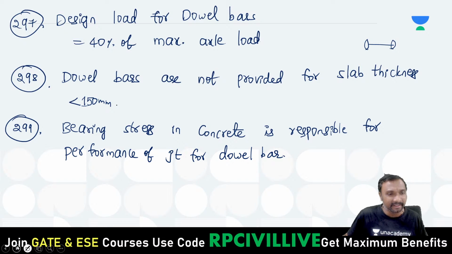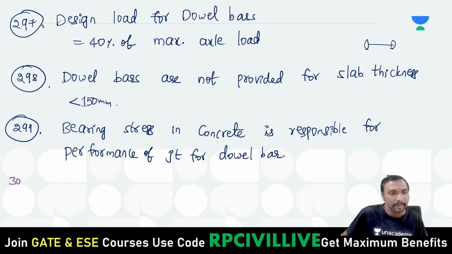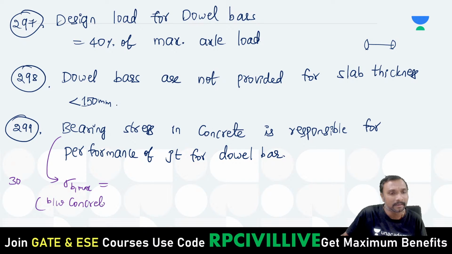So this is what you are having. If we observe the bearing stress, what is it? It is sigma b maximum, the bearing stress between the concrete and the dowel bar. How much is it given? This is the bearing stress between this concrete and the reinforcement, the dowel bar.